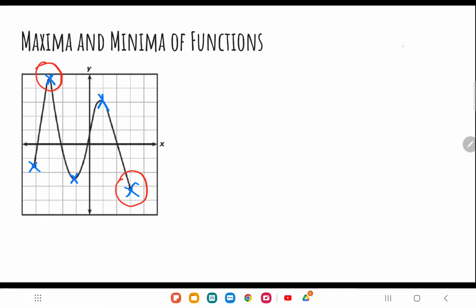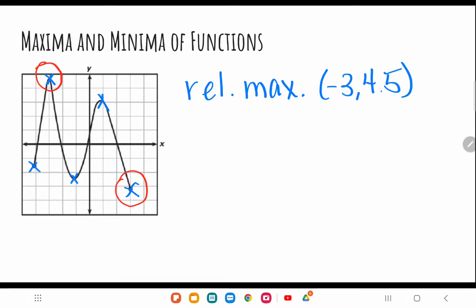So my relative or local maxima is occurring at -3 and approximately 4.5. And another local maxima is occurring at 1, 3.